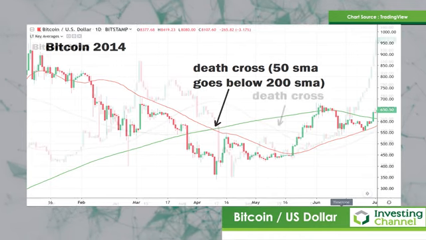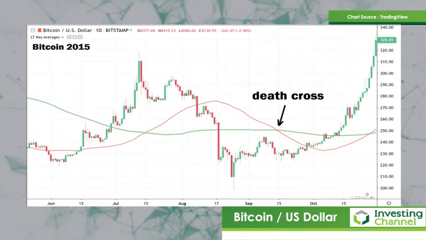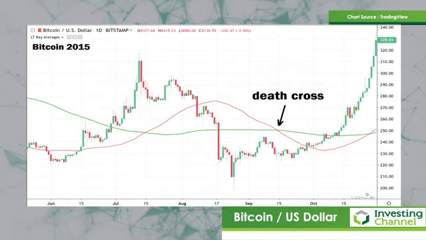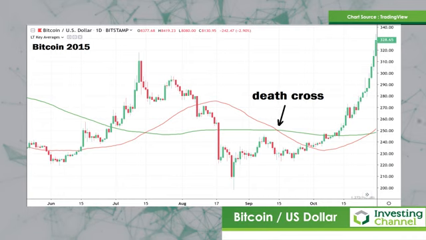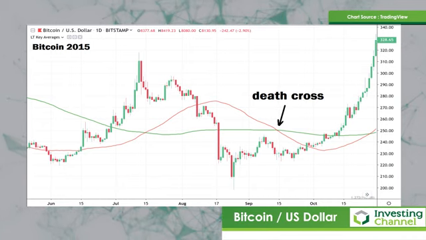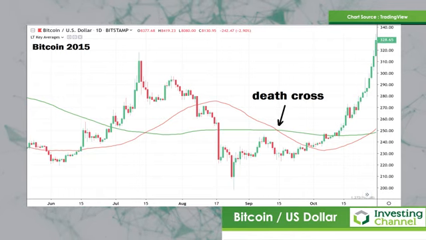Let's go to another example, back in 2015. Same thing. Look over there on the right-hand side. The 50 goes below the 200 and they cross over. But in this one, the 50 is going down and the green one is going sideways. So that is not meaningful. Forget it. As you can see, the price quickly went up.